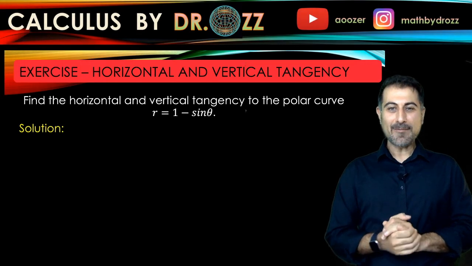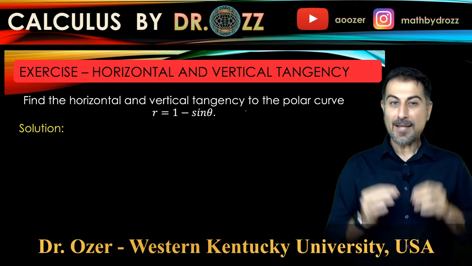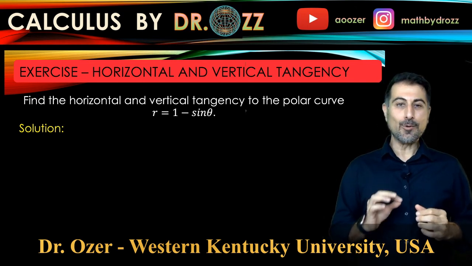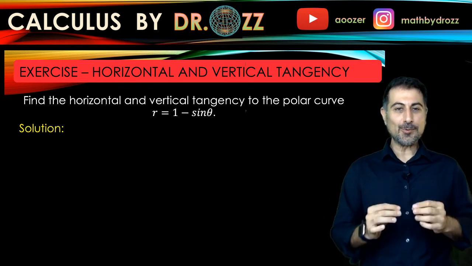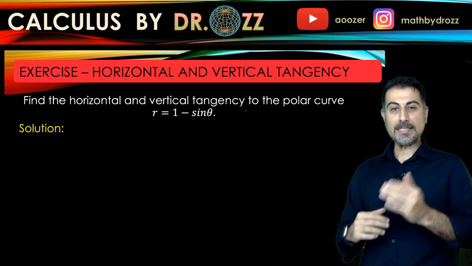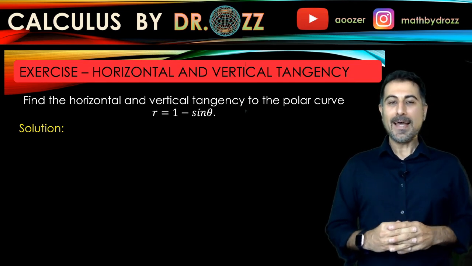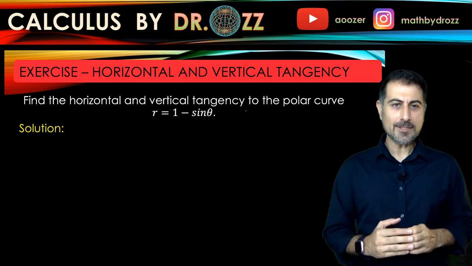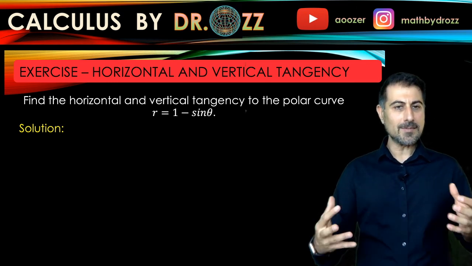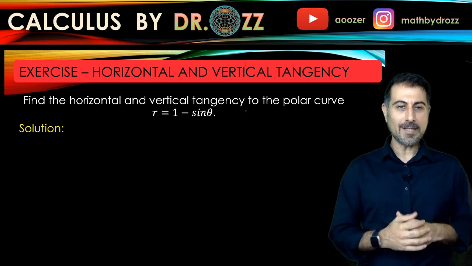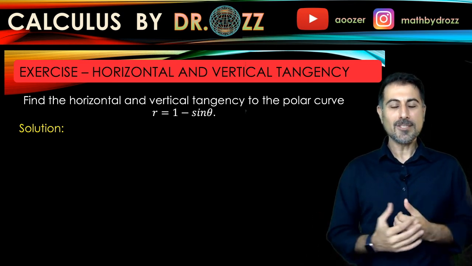Today we're going to go over an exercise and try to find horizontal or vertical tangency to the polar curve. In this case, it's r equals 1 minus sine theta. And this is a very classical question from Calc 1, right? To check if there are any horizontal or vertical tangent lines to the given equation.